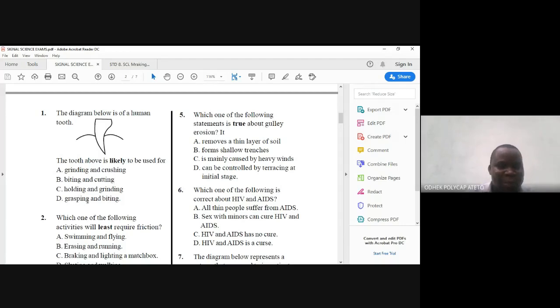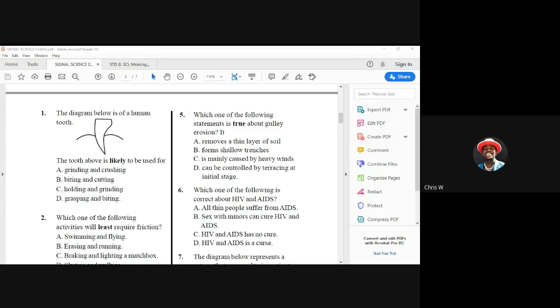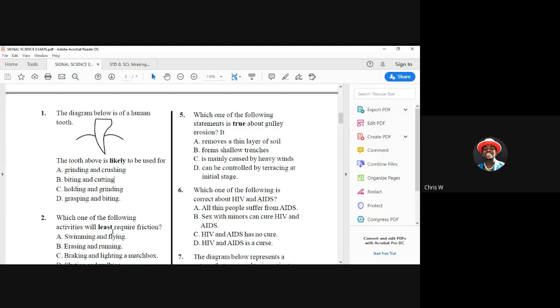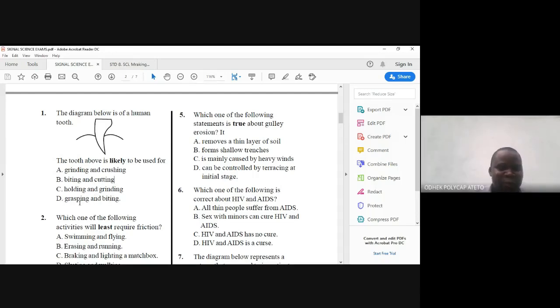Then grasping and biting. Incisors is used for grasping. No, biting is incisors, and grasping is which one? Which one will you use to grasp? I think grasping will still be canines. Is that correct? What is grasping? Grasping is just the same as maybe gripping, that is, you hold. So that's what we call grasping.